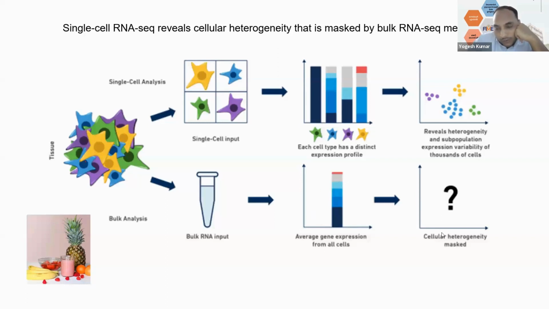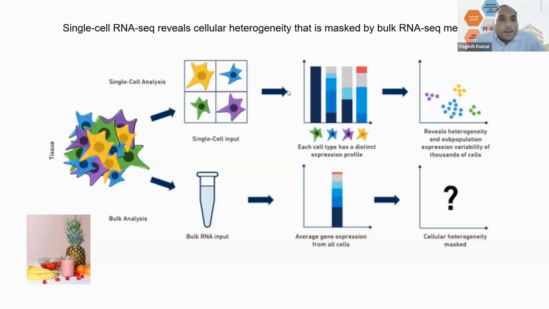And now we cannot see the cellular heterogeneity when you do bulk RNA sequencing. You can only see which gene is showing high expression and which gene is showing low expression in a particular condition. Suppose you are comparing normal tissue and tumor tissue, you can only see that this gene shows high expression in the normal condition, and this gene shows low expression in the tumor condition.